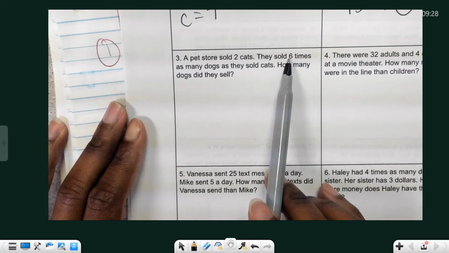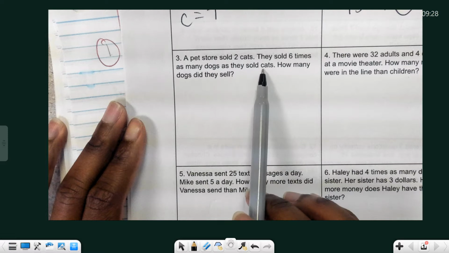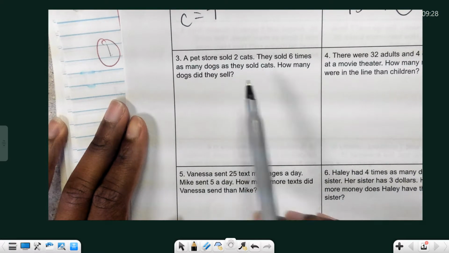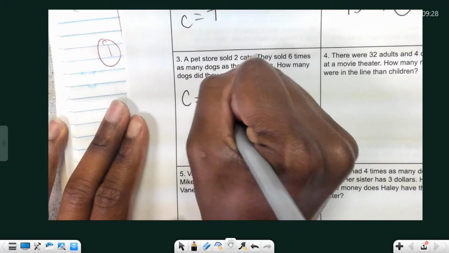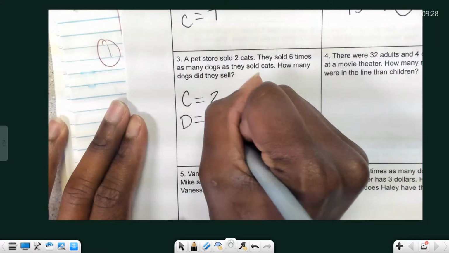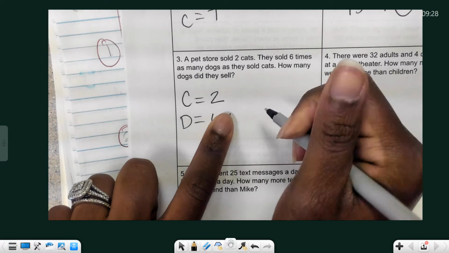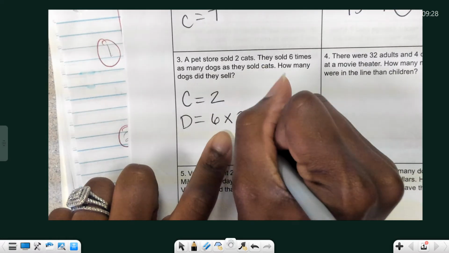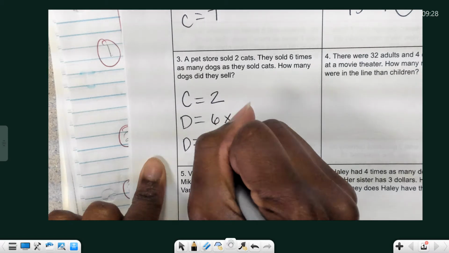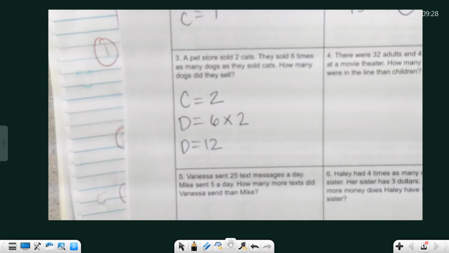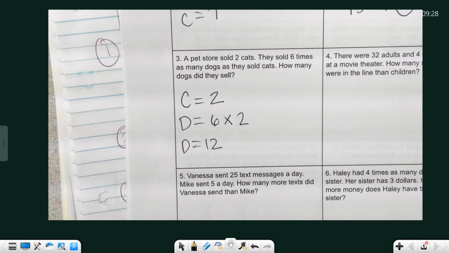A pet store sold 2 cats. They sold 6 times as many dogs as they sold cats. How many dogs did they sell? So you have cats equals 2, dogs equals 6 times 2 equals 12. D equals 12. So they sold 12 dogs. Any questions about number 3? No, ma'am. Let's look at number 4.